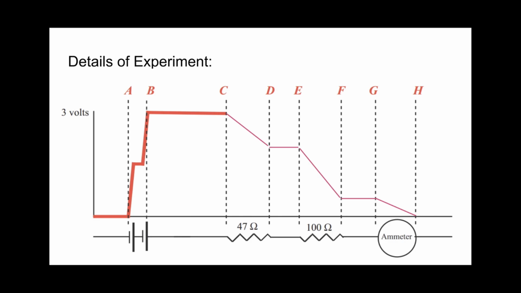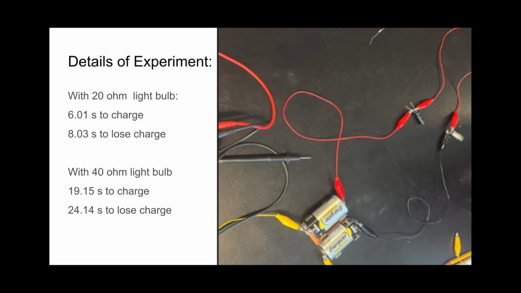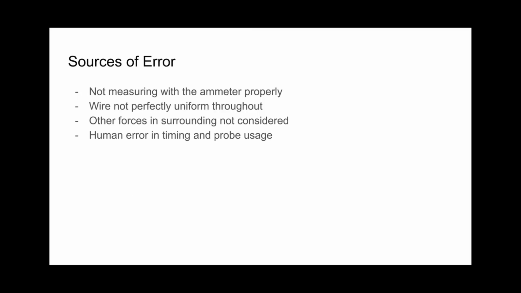Okay, here's my diagram showing that progression over time, and how it also equals 0 based on all of my measurements. Okay, my initial conditions for the capacitor problem are a 47 resistor, a capacitor, and then 2 batteries, again, the same current as before. And then the details of the experiment: with the 20 ohm light bulb, it took 6 seconds to charge and about 8 seconds to lose charge. And with the 40 ohm light bulb, it took about 20 seconds to charge and about 24 seconds to lose charge.